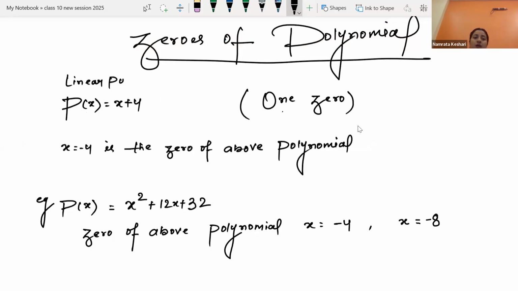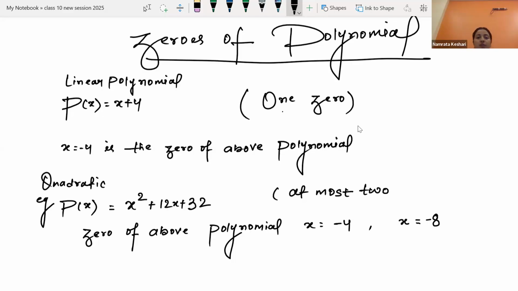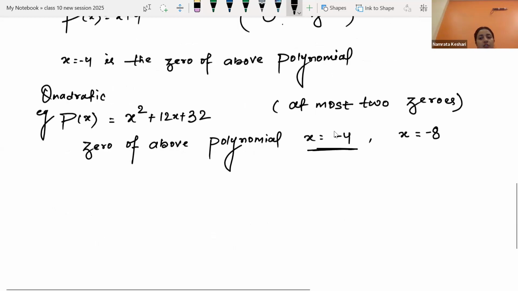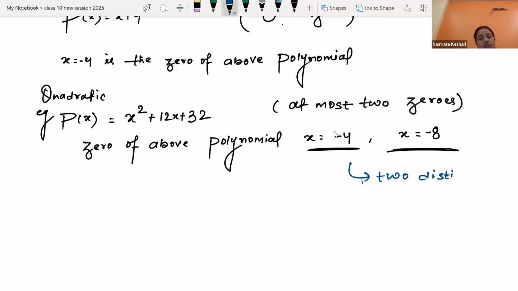When we are solving a quadratic polynomial, at most it will have 2 zeros. So the chances are 2 zeros, 1 zero, or no zero. I can give you examples of all of them. Here you can see two distinct zeros are there. This is the case where we have got two distinct, that means different, zeros.